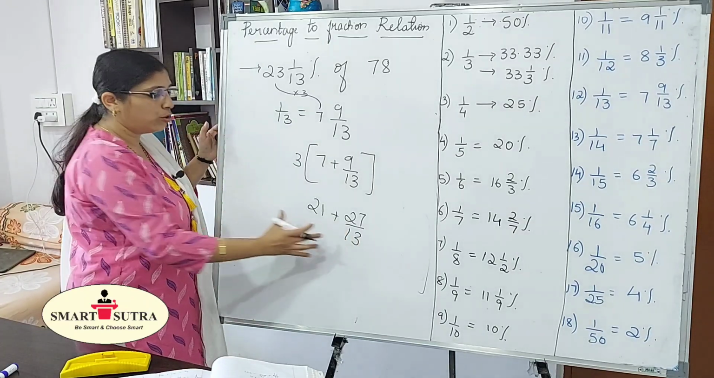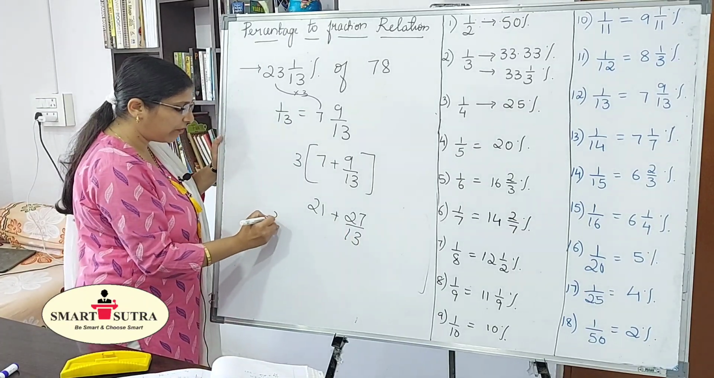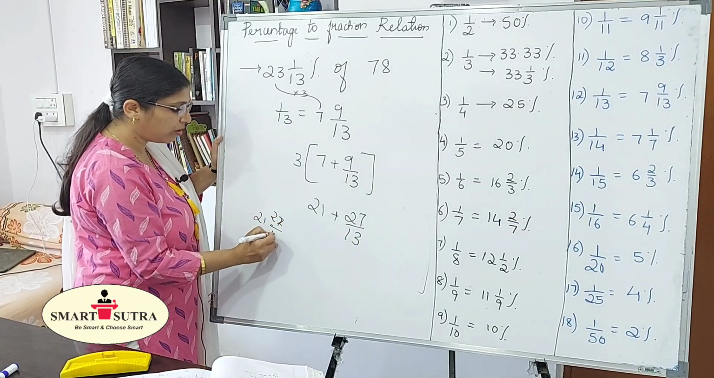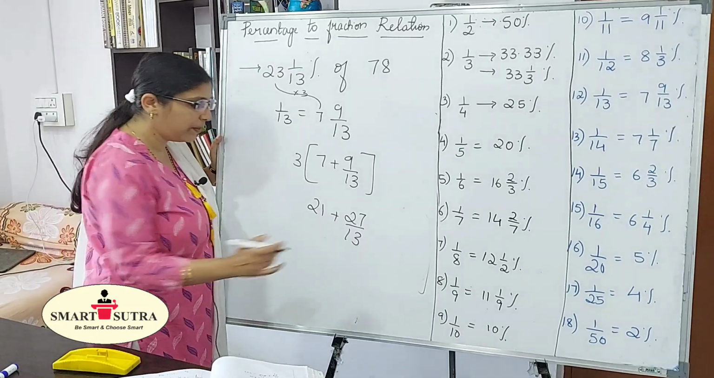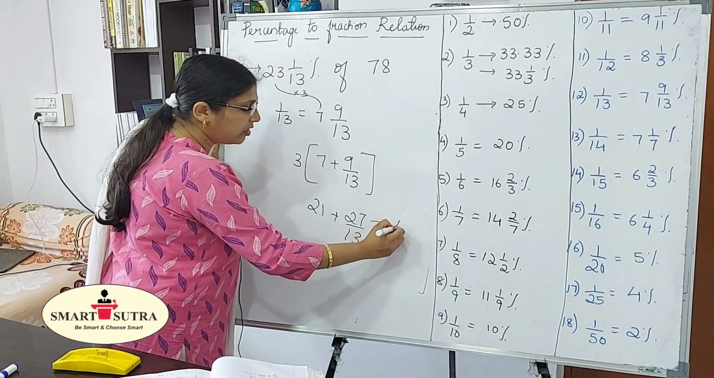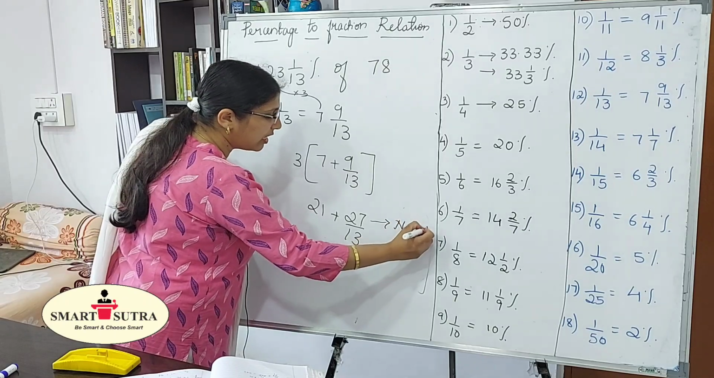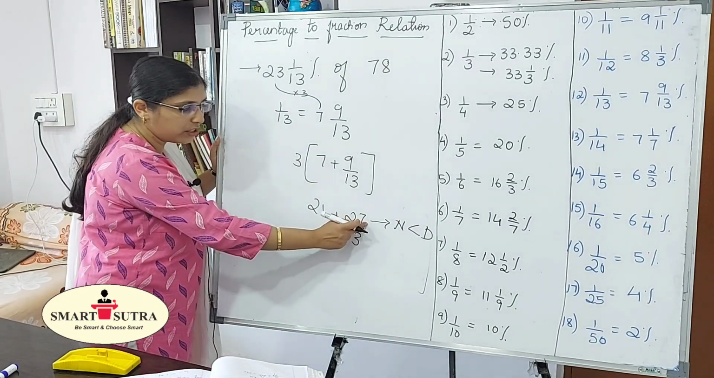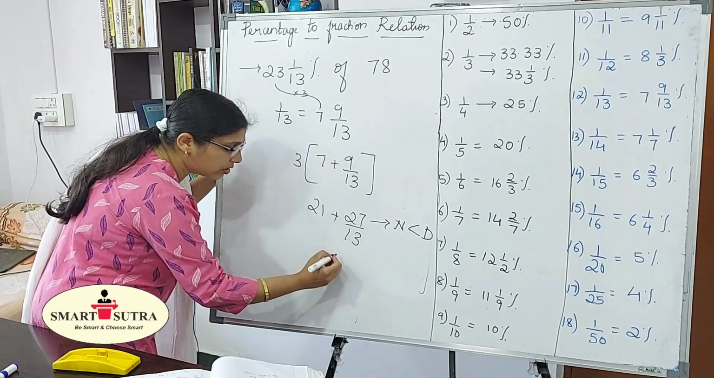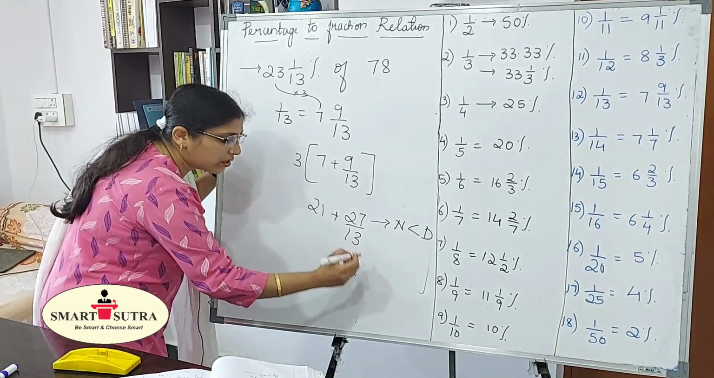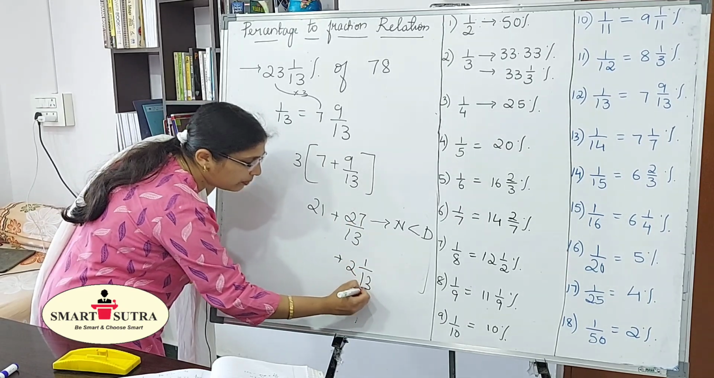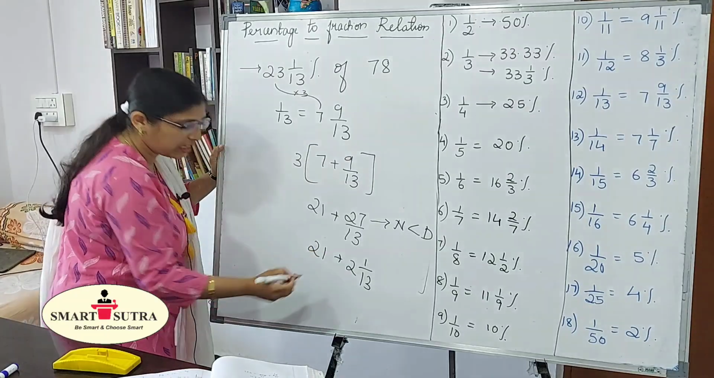Now as I told you, don't join it together and write 27 by 13. This is wrong, because in a mixed fraction, the numerator should always be less than the denominator. But here the numerator is more. So what can we do? We can split this. How? 13 2s are 26, 1 will remain, divided by 13. And this 21 is as it is.